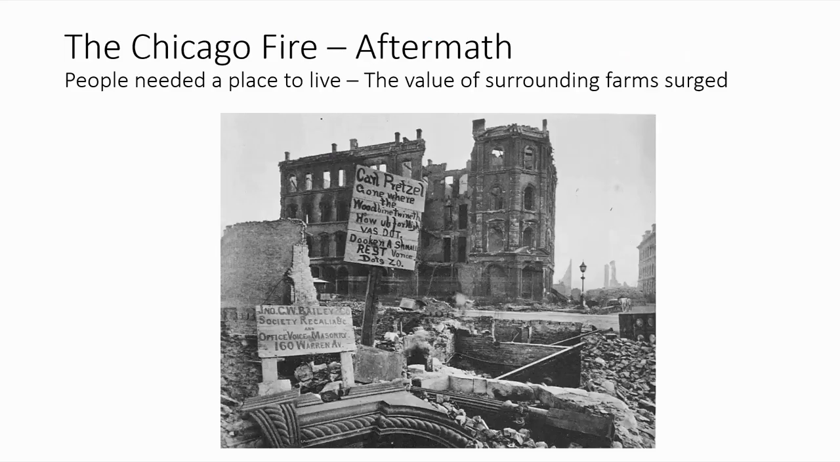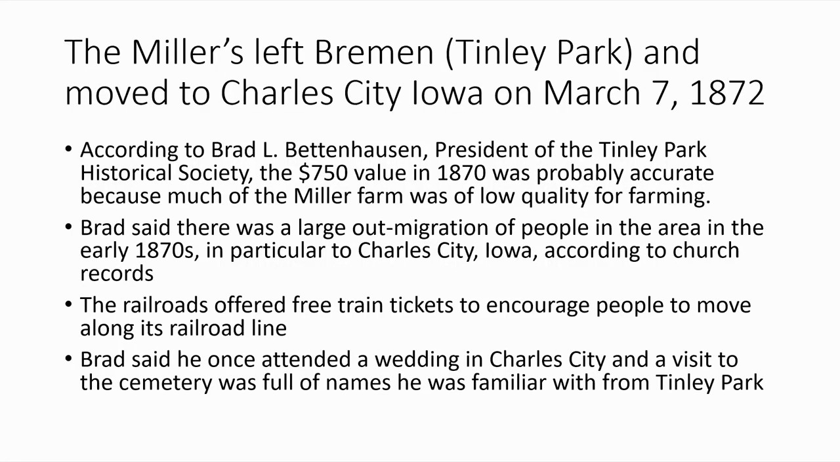And in the aftermath of the fire, just like the aftermath of coronavirus, I think, people needed a place to live. Or maybe the aftermath of Hurricane Katrina, in the surrounding properties like Baton Rouge, the value of the real estate surged because people that still had money needed a place to live while they could rebuild their stores or property or whatever it was in Chicago. So property values went up in the surrounding areas, and it turns out the Millers left Bremen, Tinley Park, and moved to Charles City, Iowa, as was mentioned by my grandfather in their deposit slip on March 7th, 1872, only a few months after the fire.